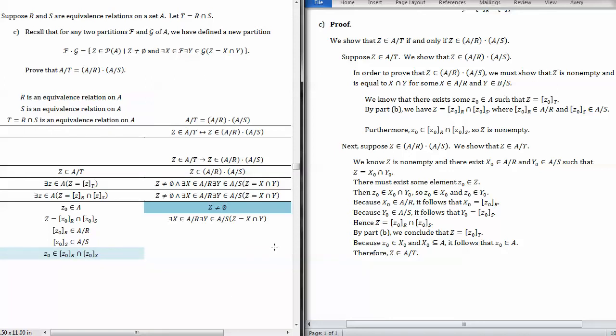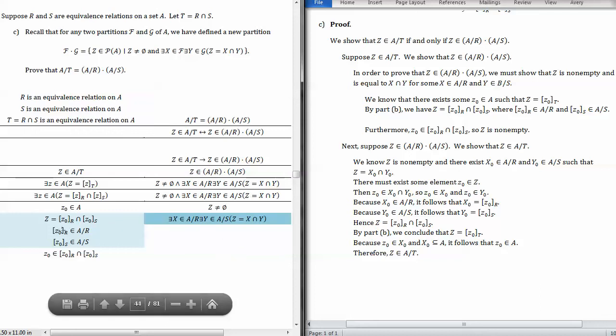And this intersection is equal to capital Z, so I've found an element that's in capital Z, so it's certainly non-empty. And as for the second goal, that comes from these, right? We've found this would be the capital X, this would be the capital Y, such that Z is capital X intersect capital Y. All right, so that would give us this part of the proof right here.